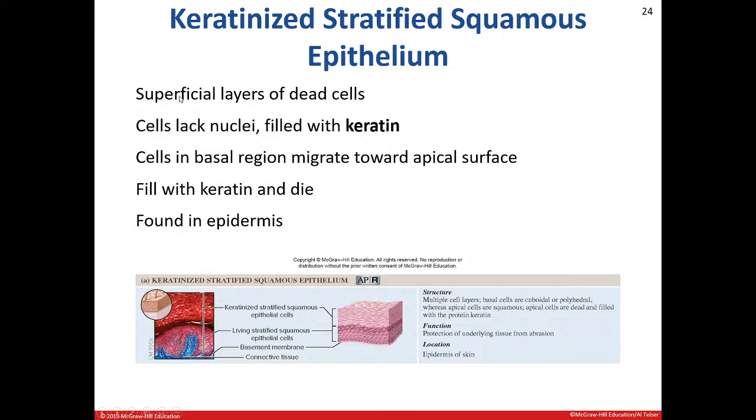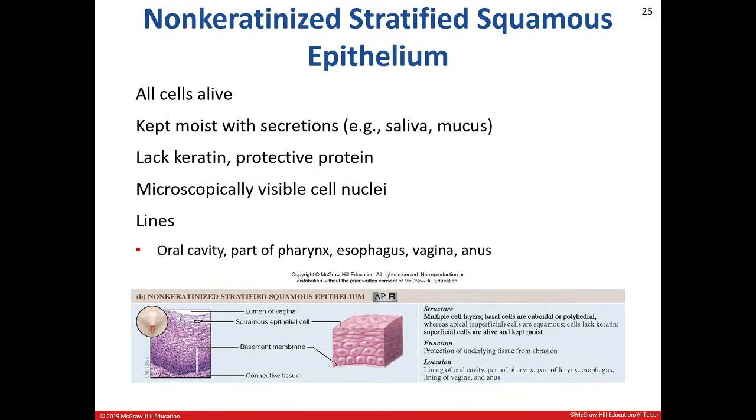Anyway, all right. So keratin makes the cells strong, right? Really strong. The cells are going to fill up with keratin, and then they will die. So we find this in, yes, the skin. The non-keratinized form looks very similar, but it lacks the protein keratin, and so you'll find this in the mucous membranes, especially in the oral cavity, the vagina, and the rectum.